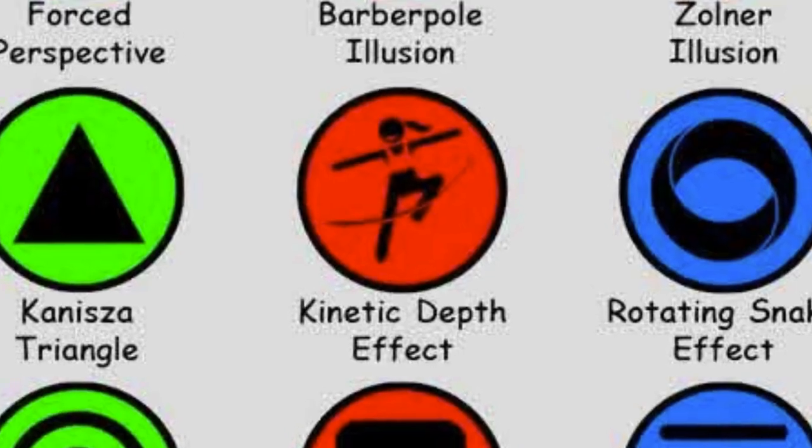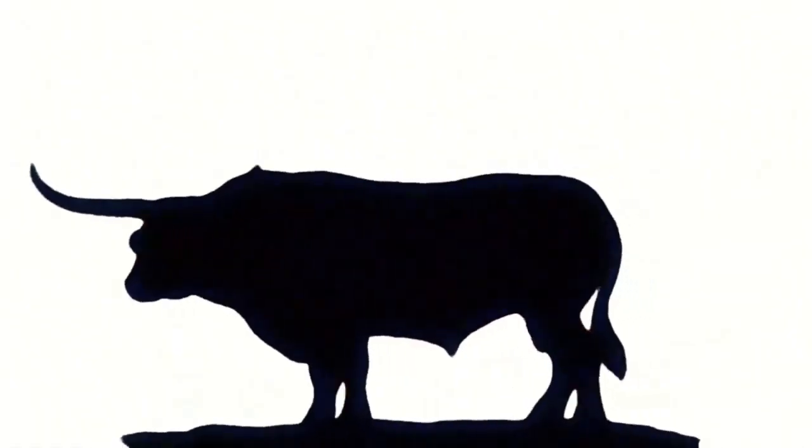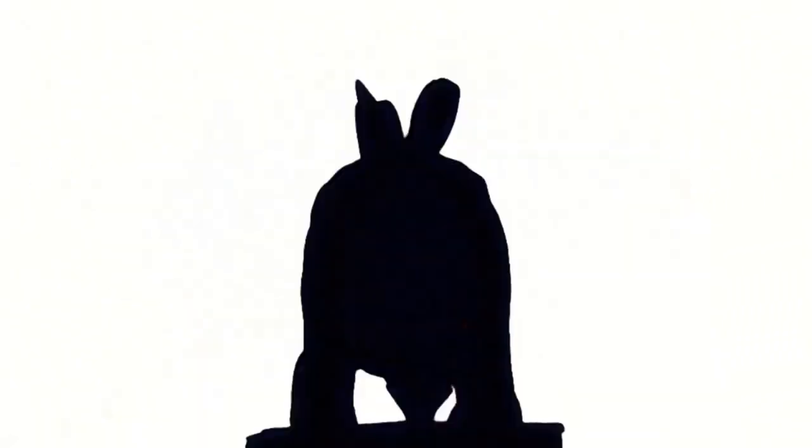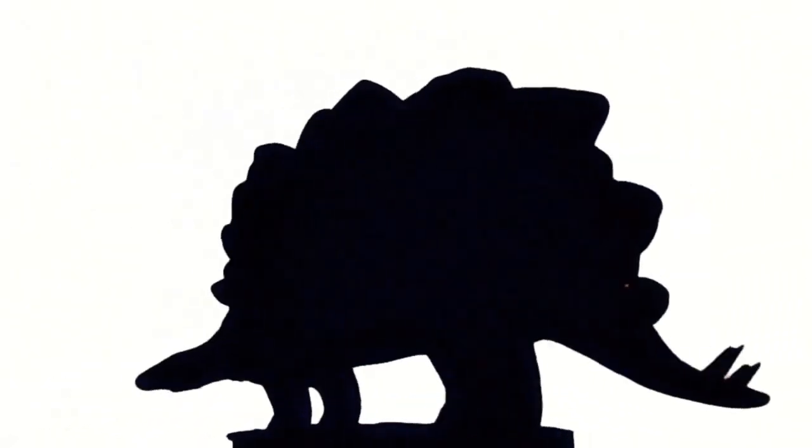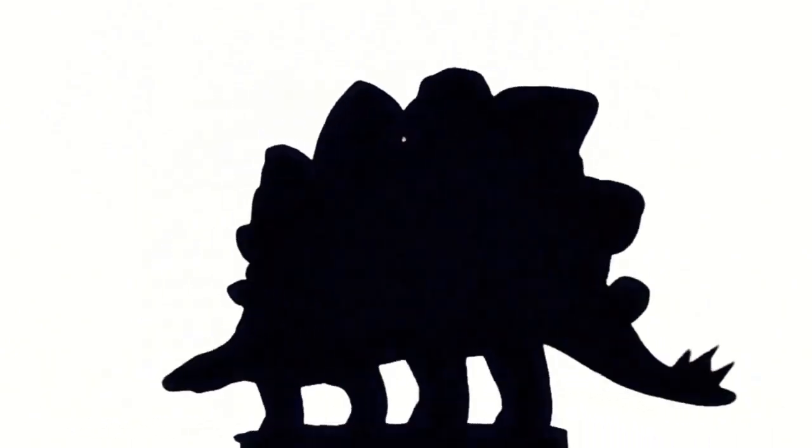Number 22, kinetic depth effect. Watch closely as this spinning dance seems to change directions. Without visual cues for depth, our brain struggles to determine the dancer's movement. It's a fascinating example of how our brains interpret motion.